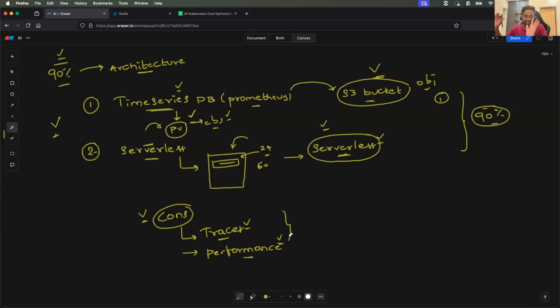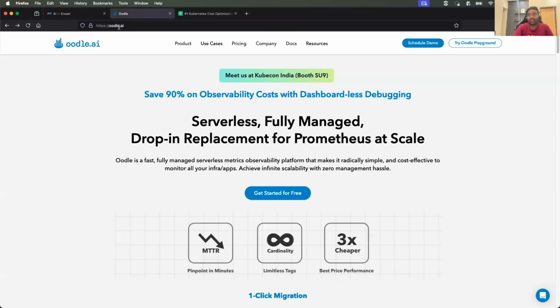Overall, this is a very nice idea that I wanted to share. Going ahead, we might see other observability platforms also taking this or trying to introduce these kinds of options into their platform. If you want to try oodle.ai like I did, you can use their playground environment.